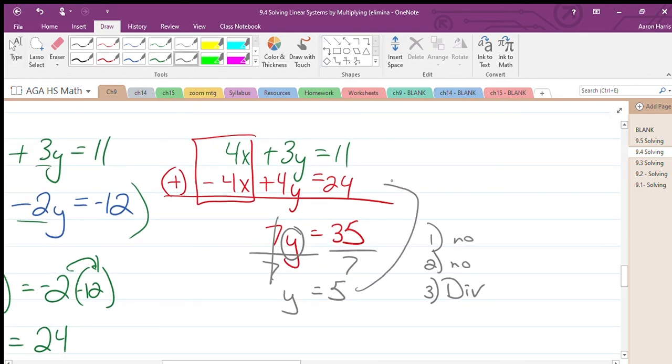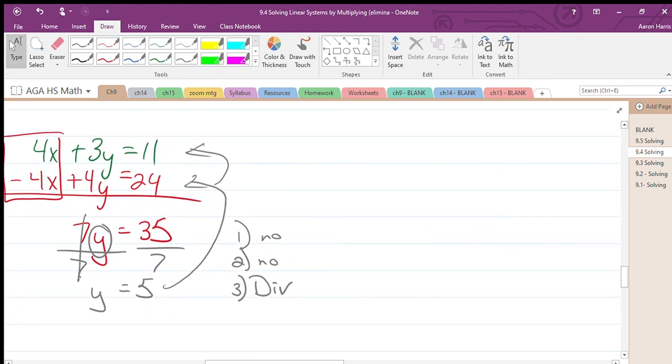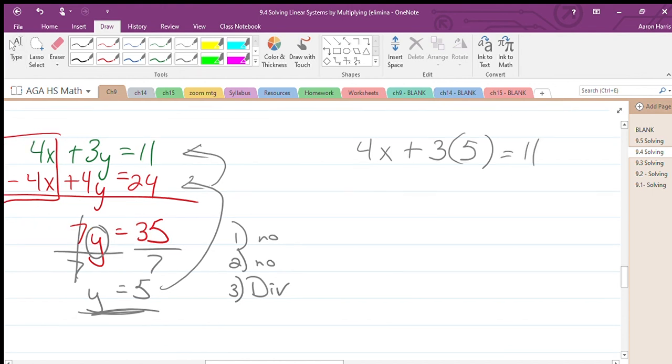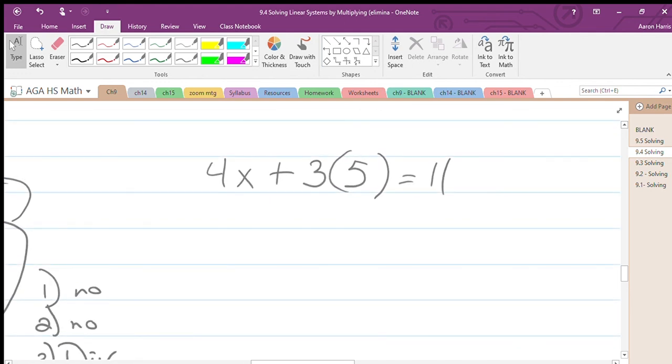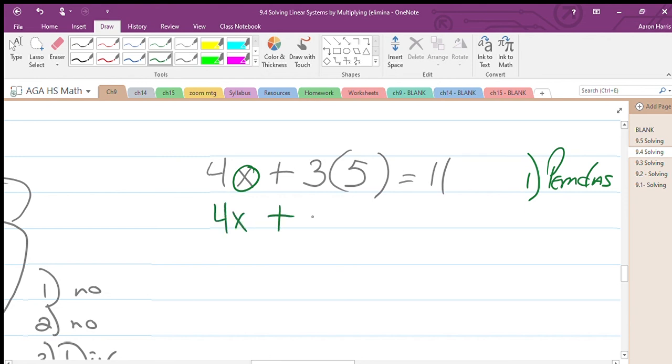Now what can I do? That's correct. Substitute it into one of these equations. So here we go, let's do the top one. 4x plus 3, and instead of putting y, what is y equal to? 5, equals 11. What are we solving for now? x. Simplify and combine like terms? Yes. We have to use PEMDAS. I get 4x plus 3 times 5 is 15 equals 11.